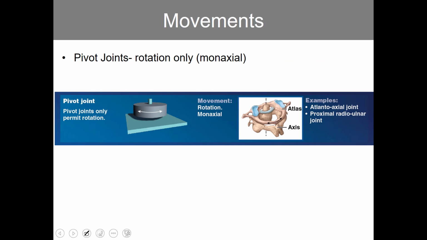Pivot joints allow rotation along a single axis. A very popular pivot joint that most folks reference is the joint between the atlas and the axis. If you recall, the axis has the odontoid process, or the dens, and that articulates with the atlas right here and allows for a pivoting motion. That pivoting motion within a single axis allows you to move your head from side to side as if saying no.